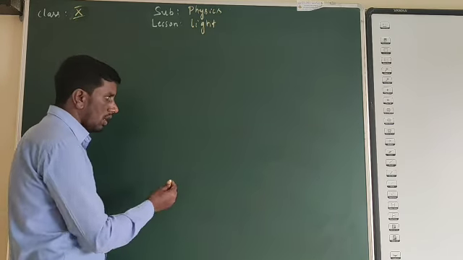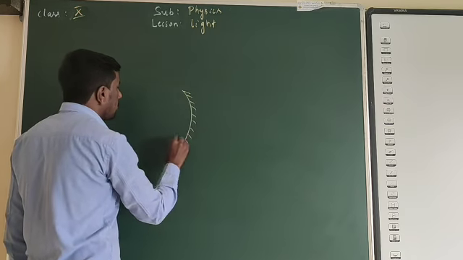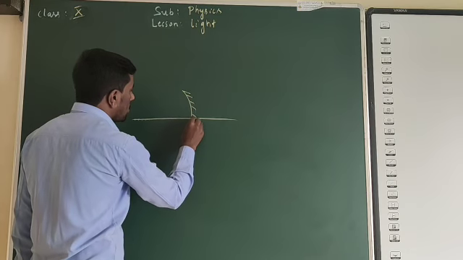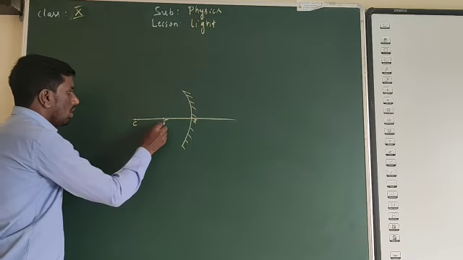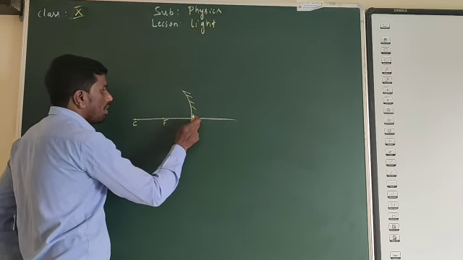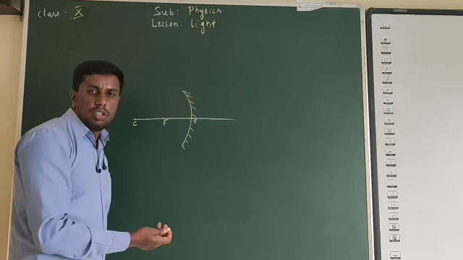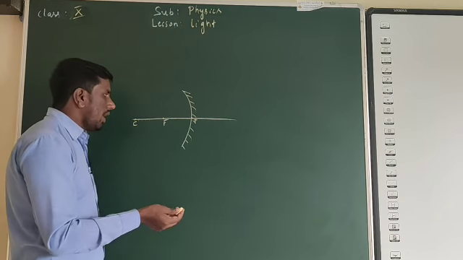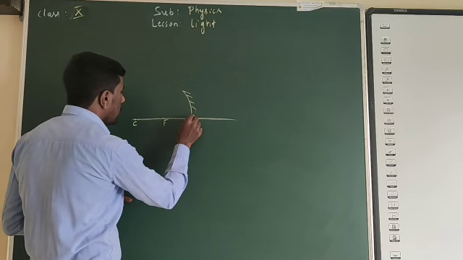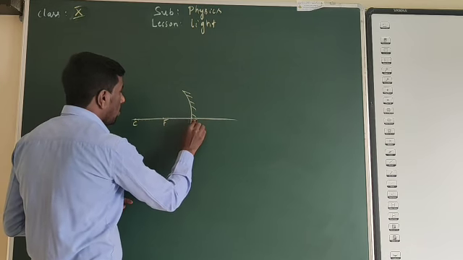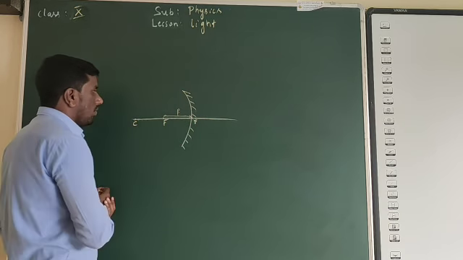Here I will write a rough diagram. This will be the concave mirror, with the principal focus, the pole, and the center of curvature here. When you keep the object between the principal focus and the pole, you will get an erect image. The distance between the principal focus and the pole is nothing but the focal length.